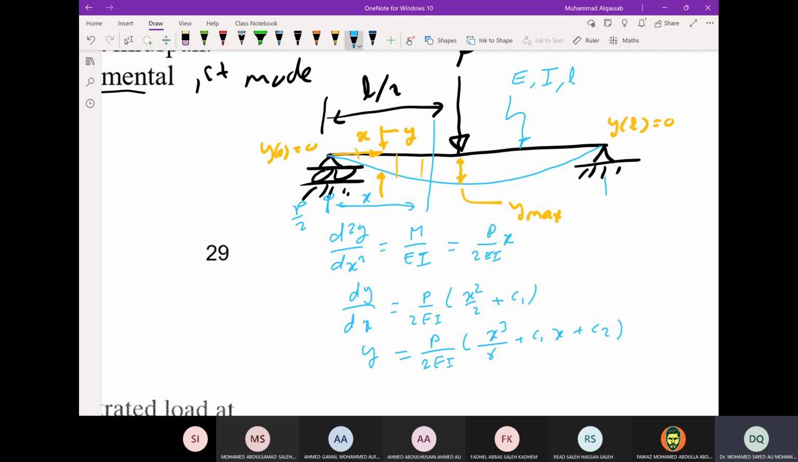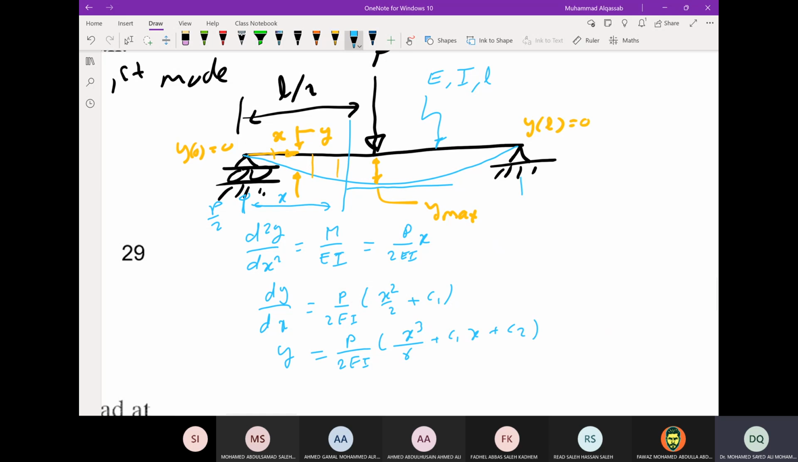We have the boundary conditions: at x equal to 0, y equal to 0, and at x equal to L over 2, dy by dx is 0 for this case. We know that this is the maximum. So C1 will be 0.